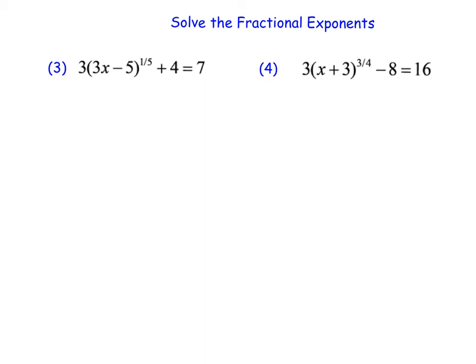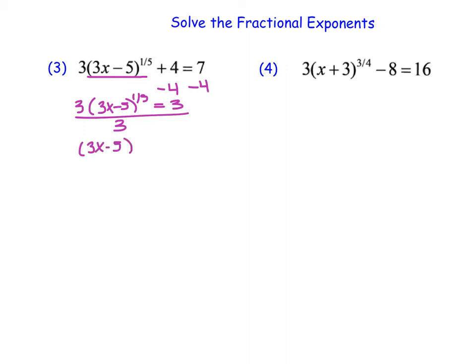Remember, to start, we're always going to get this piece with our fractional exponent by itself. So we're going to start by subtracting 4 on each side. So we end up with 3 times (3x minus 5) to the power of 1/5 is equal to 3. We then divide both sides by 3, and we're left with (3x minus 5) to the power of 1/5 is equal to 1. Now, from here, in order to undo that power of 1/5, we take the reciprocal, which is 5 over 1, or just 5, and we're going to take the 5th power of each side of the equation.